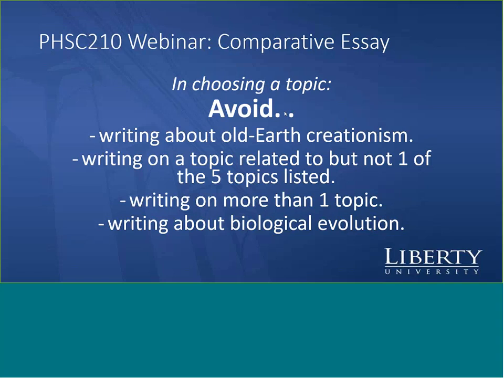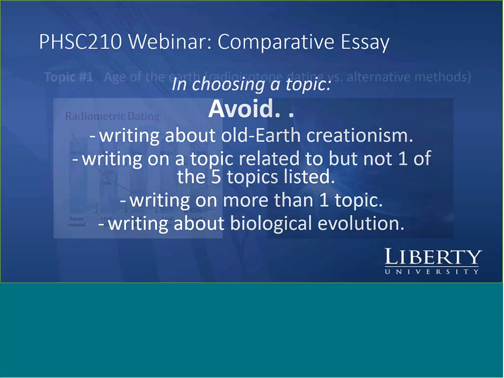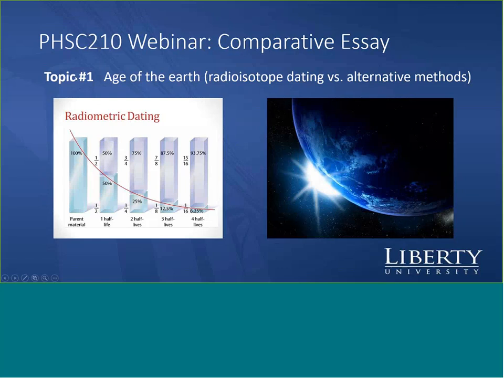And then avoid writing on more than one topic. Sometimes students jump around and they're writing about biological evolution and then writing about the rocks in the Grand Canyon. So stick with one of those topics, the old Earth and young Earth views of just one topic. All right, let's discuss in detail these topics. And now hopefully a choice is beginning to form in your mind which of these you're going to choose.